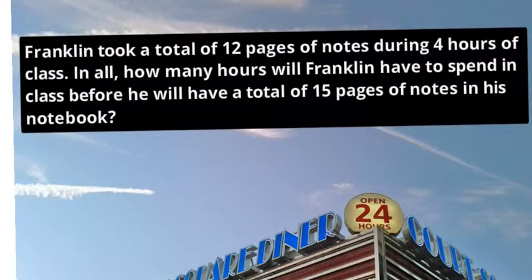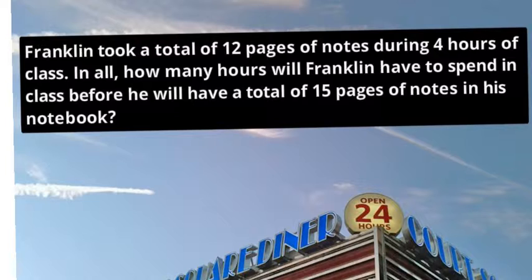Now let me show you how to apply the concept of cross multiplication to a word problem. Alright, let's do this together. Franklin took a total of 12 pages of notes during 4 hours of class. In all, how many hours will Franklin have to spend in class before he will have a total of 15 pages of notes in his notebook?